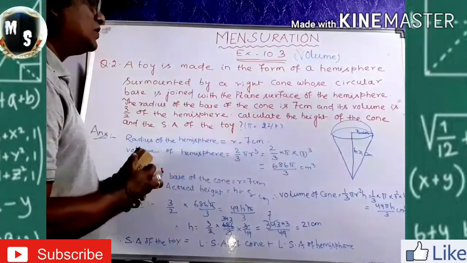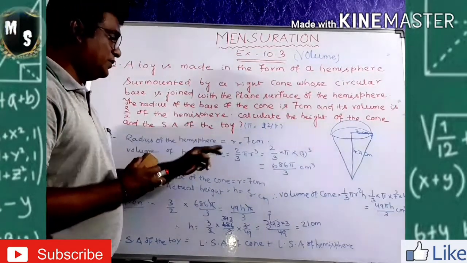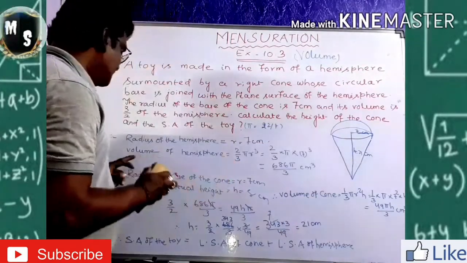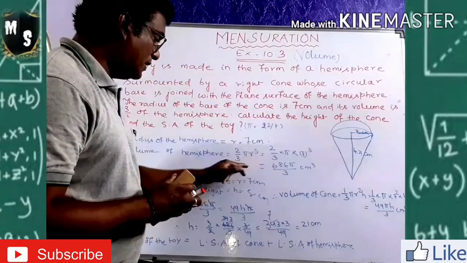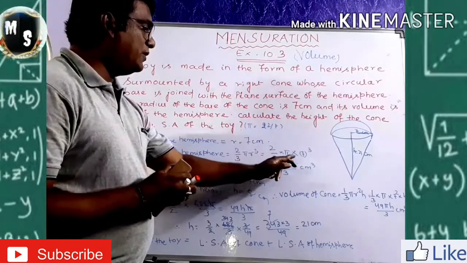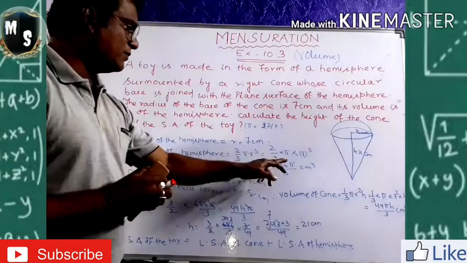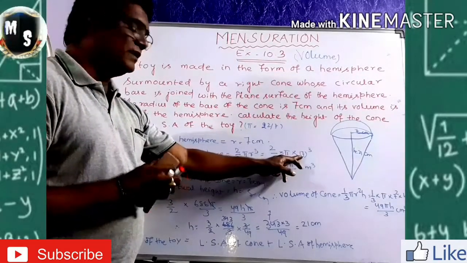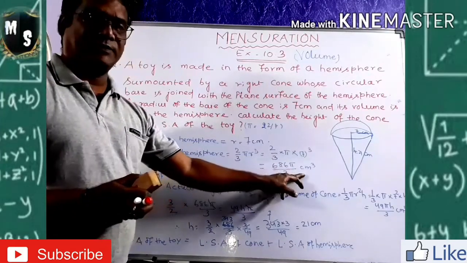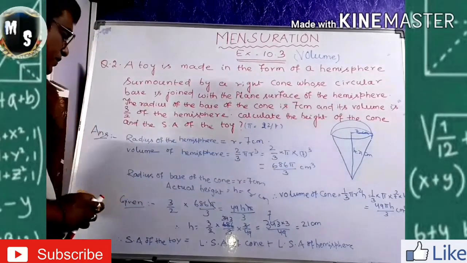I started the sum. See the sum. The solution: radius of the hemisphere is given to you, that is equal to 7 cm. Understood? Now what is the volume of the hemisphere? Direct formula, 2 by 3 pi r cube. That means 7 cube. After calculation, it is 7 into 7 into 7 into 2 by 3, that is 686 by 3 pi cubic centimeter. Volume always comes in cubic centimeter, so these units are also very important for you.